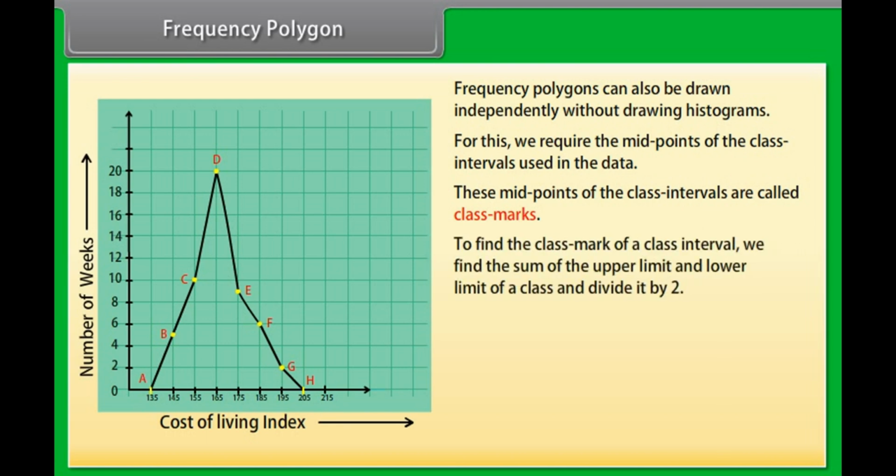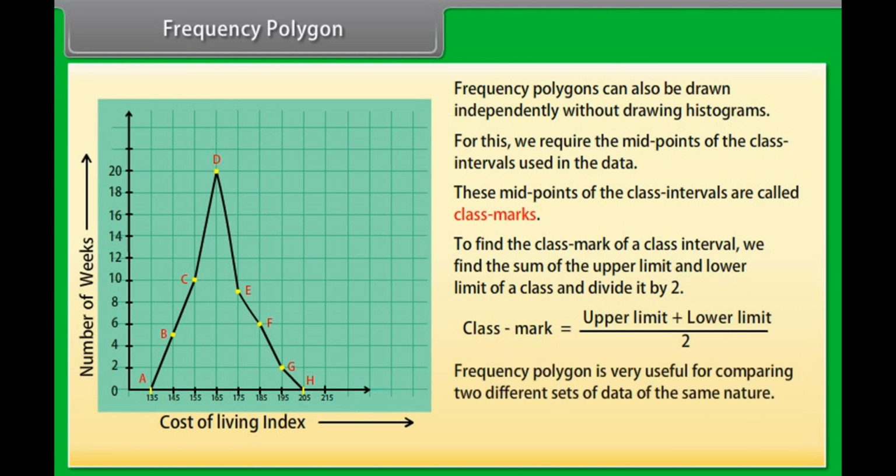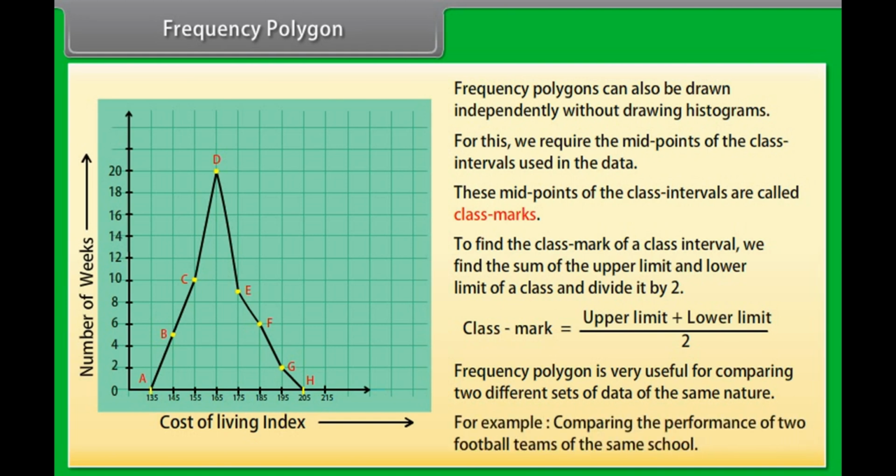To find the class mark of a class interval, we find the sum of the upper limit and lower limit of a class and divide it by 2. Thus, class mark is equal to (upper limit + lower limit) / 2. A frequency polygon is very useful for comparing two different sets of data of the same nature. For example, comparing the performance of 2 football teams of the same school.